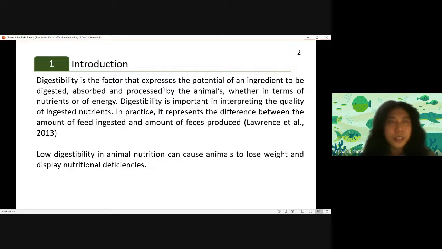So for the introduction, we would like to start with digestibility itself. It is the factor that expresses the potential of an ingredient to be digested, absorbed, and processed by the animals, whether in terms of nutrient or energy. Digestibility is important in interpreting the quality of ingested nutrient. In practice, it represents the difference between the amount of feed ingested and the amount of feces produced. However, low digestibility in animal nutrition can cause animals to lose weight and display nutrition deficiency.